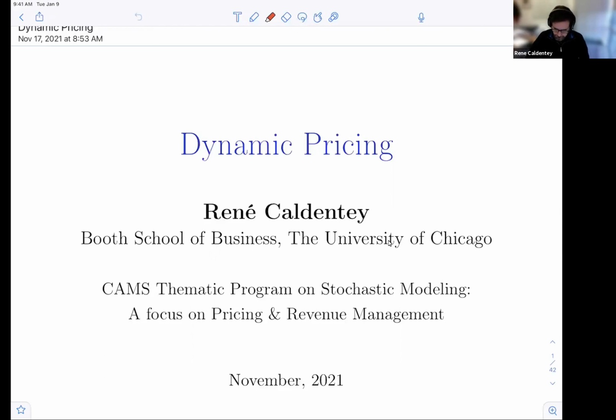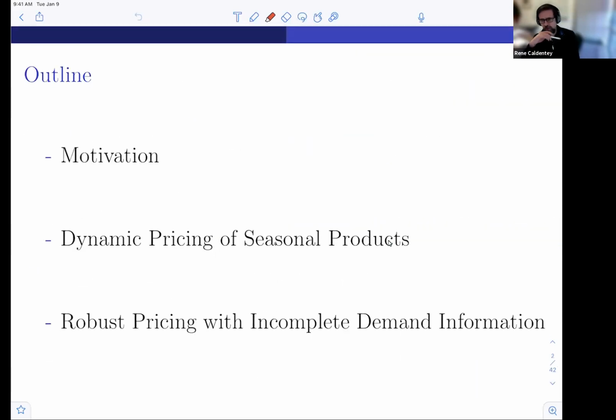So let me give you a brief outline. First, I would like to motivate this problem, or this set of problems, trying to give you some sort of a background, so you get a sense of what we are talking about. And then I would like to talk about two papers. One is a classical paper on dynamic pricing with stochastic demand. I put here seasonal product because there's this notion of perishability, or some sort of a short season attached to the kind of products that we're going to be thinking of. And the second is about robust pricing or distribution-free pricing.